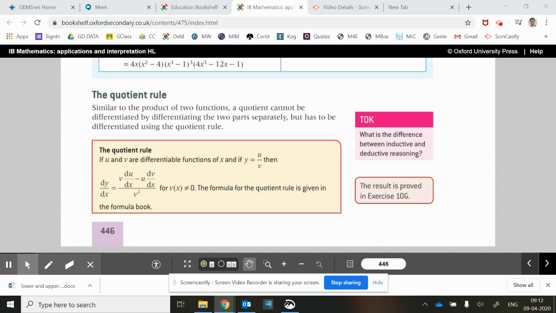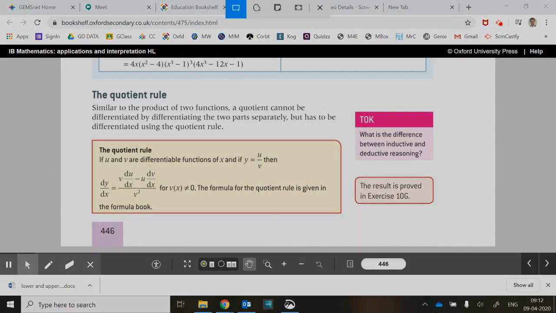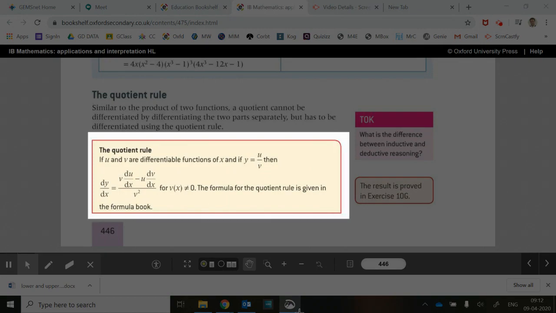Hi everyone, we're going to look at the quotient rule now. This is the second part of today's lesson. So the quotient rule is another formula which you're given, and let me snip this one again. And so here's the quotient rule, this thing here.